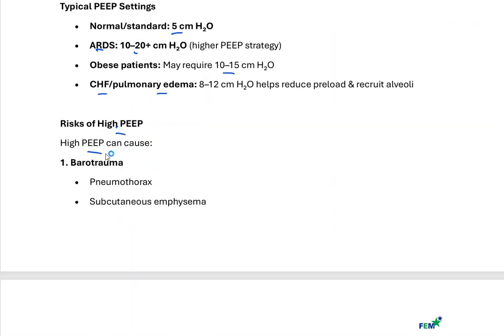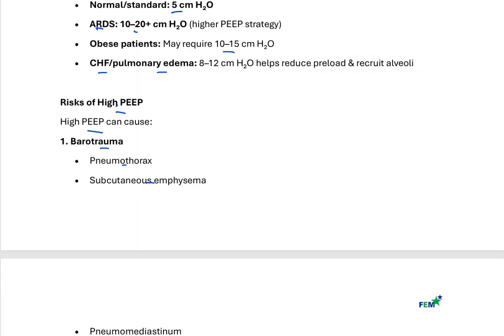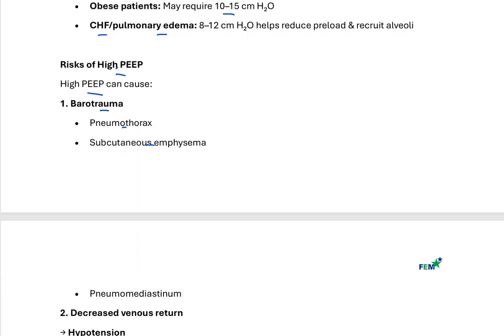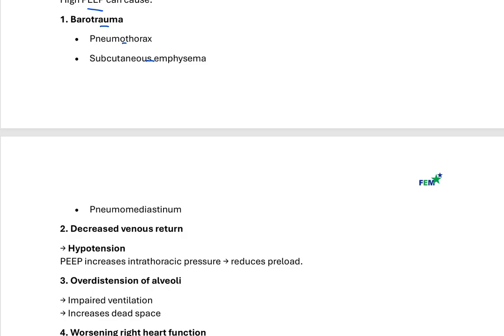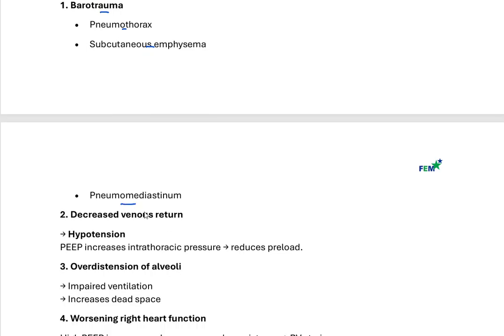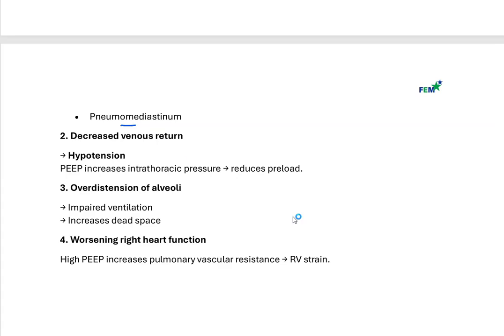So bear in mind, higher PEEP can lead to barotrauma. The patient could develop pneumothorax or subcutaneous emphysema, and if they develop a pneumothorax, they might need a chest tube. They could also have pneumomediastinum. And like we mentioned earlier, it could decrease the venous return.